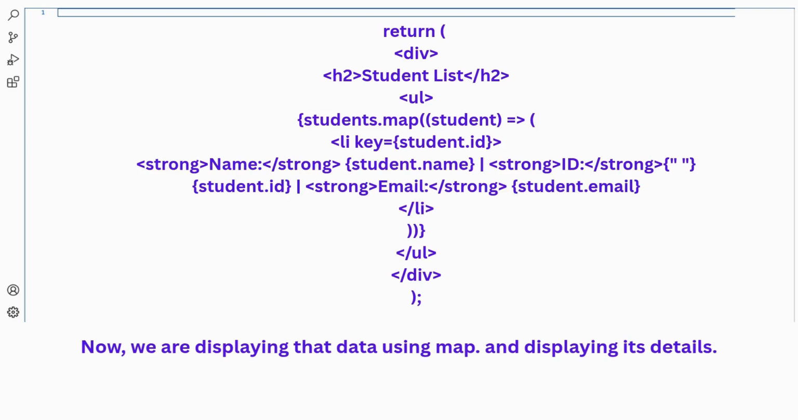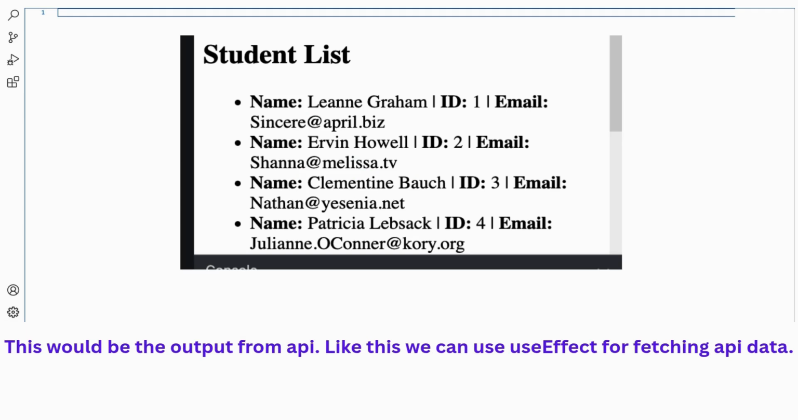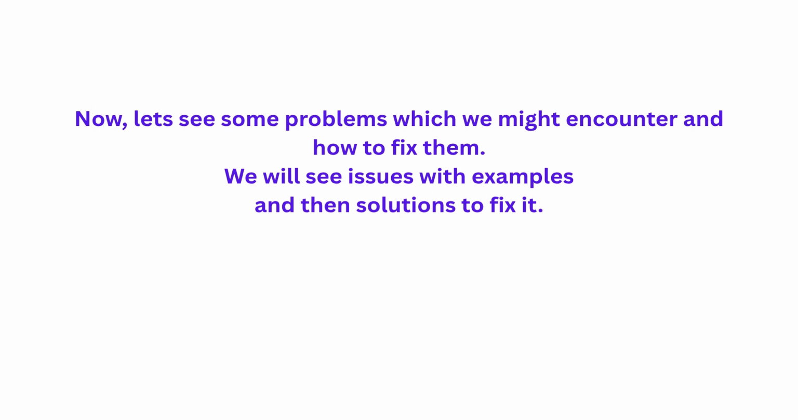Now, we are displaying that data using map and displaying its details. This would be the output from API. Like this we can use useEffect for fetching API data. Now, let's see some problems which we might encounter and how to fix them. We will see issues with examples and then solutions to fix it.